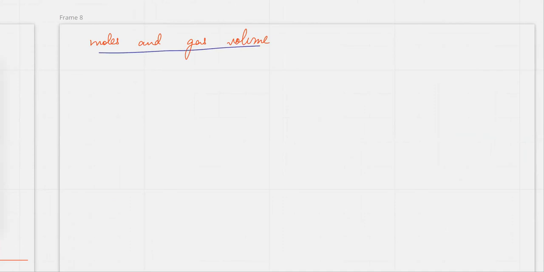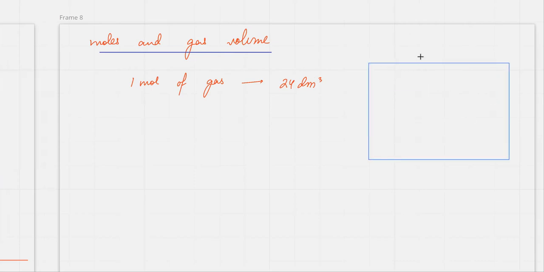Now, when it comes to moles and gas volumes, 1 mole of any gas occupies 24 dm cube. I mean, 24 dm cube is like 24 liters or 24,000 cm cube, because 1 dm cube is 1,000 cm cube. So 1 mole of any gas occupies 24 dm cube. If you have 1 mole of particles of a gas, that's 6.02 times 10 power 23 particles. They're going to occupy a container whose volume would be 24,000 cm cube. I mean, that is what this means.